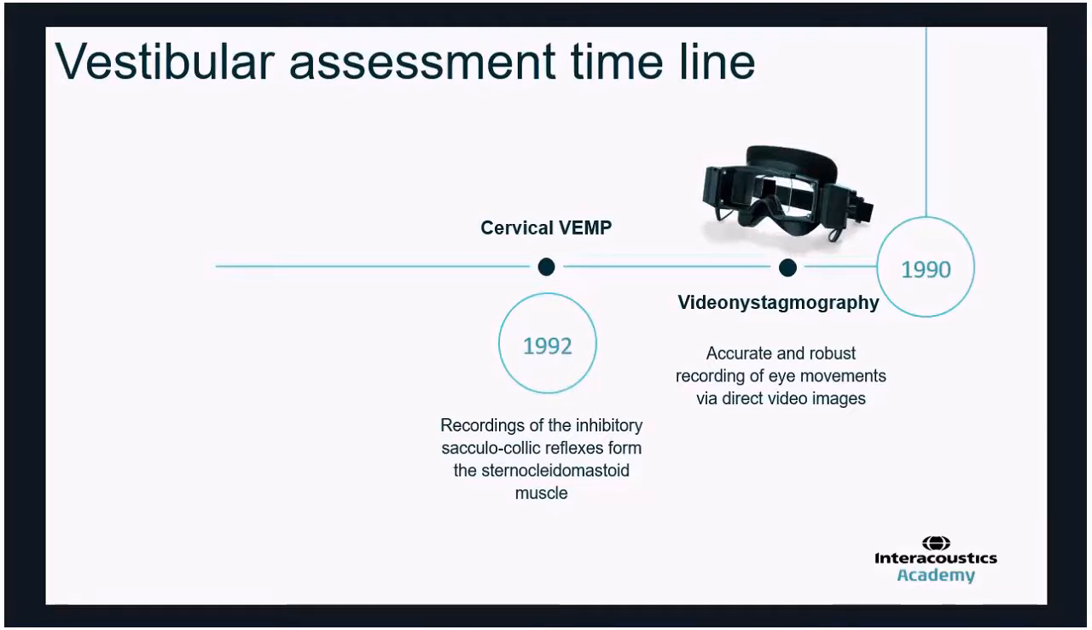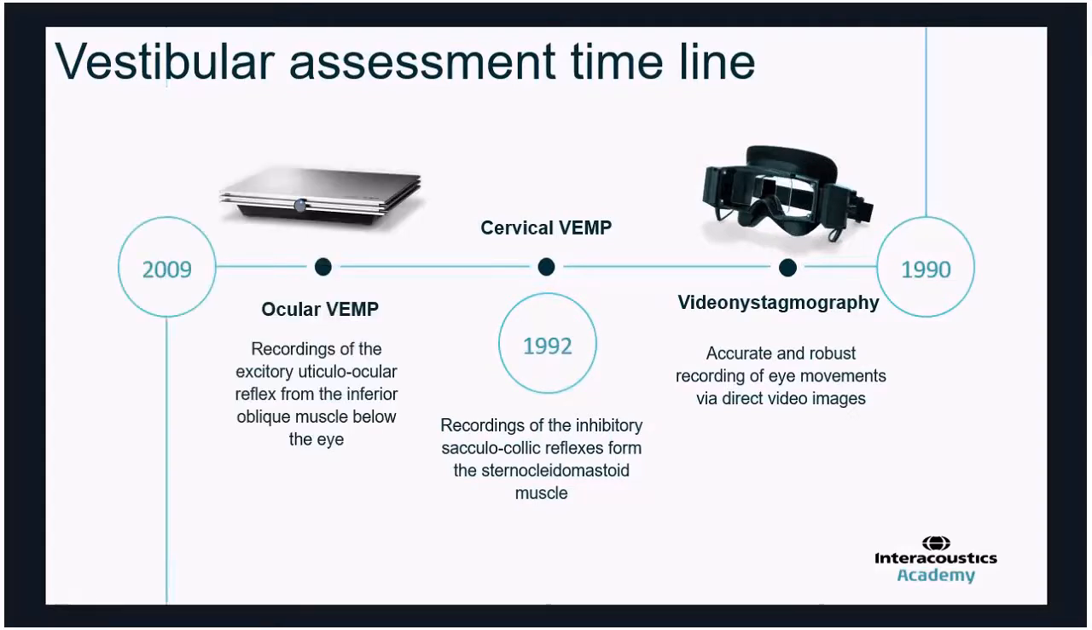So cervical VEMP certainly started to become much more a clinically viable test in the early 1990s, and then we moved a little bit further forward in time and started to look then at ocular VEMP, and the research coming out of those labs started to become very interesting to us.